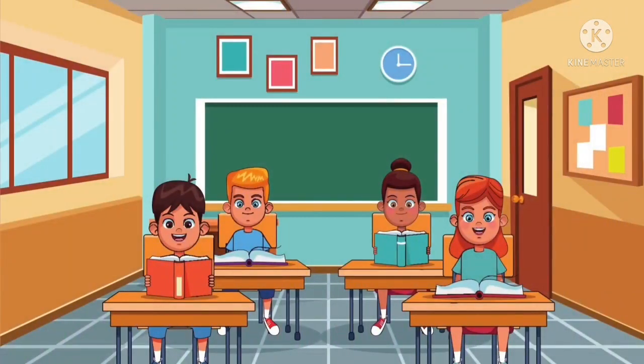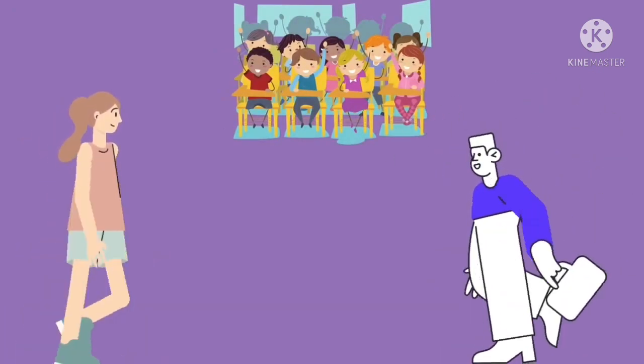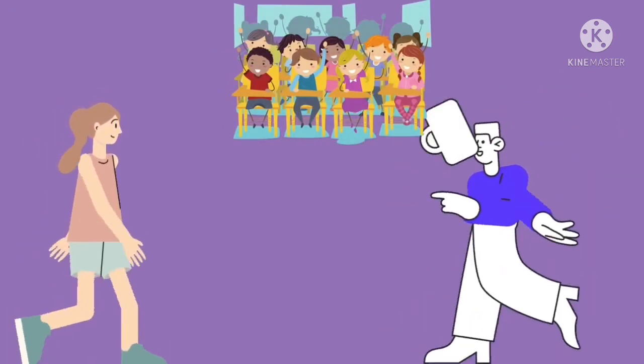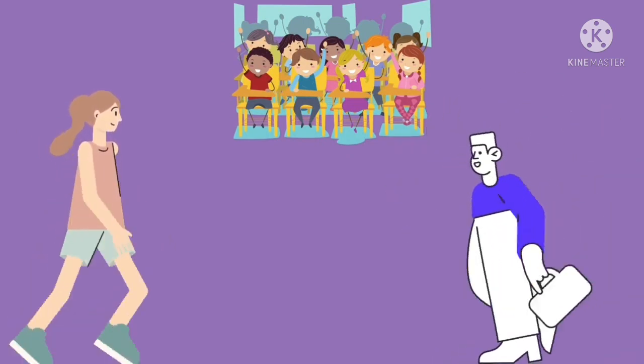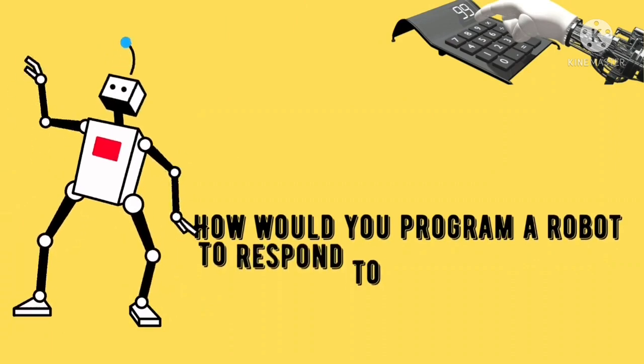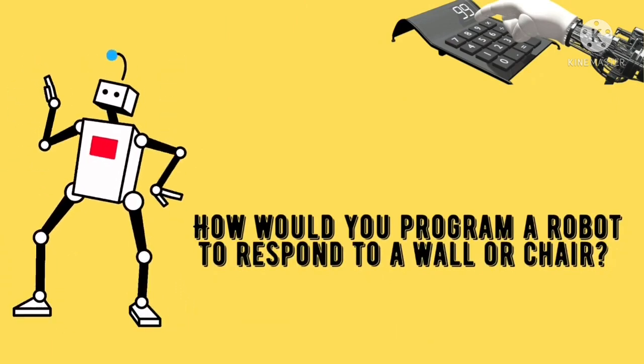So class, let's gather together. I'm going to ask 2 volunteers to walk straight in some direction in this classroom. If they encounter a chair out of place, they must step over it. If they reach a wall, they must sit down. But how would you program a robot to respond to a wall or a chair?